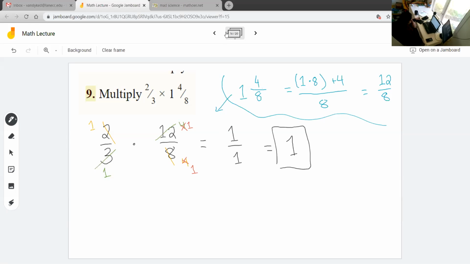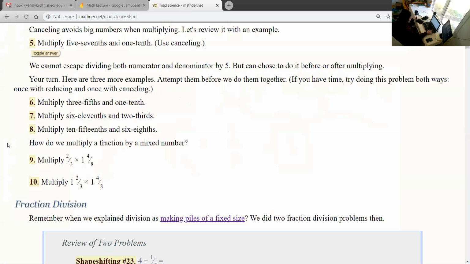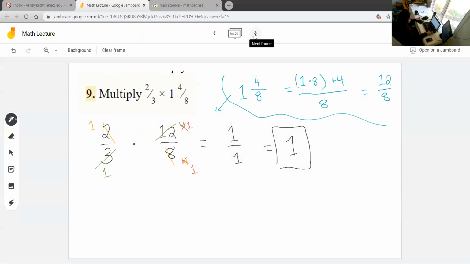Let's do one that doesn't have quite so much reducing in it. Ready for the next slide?